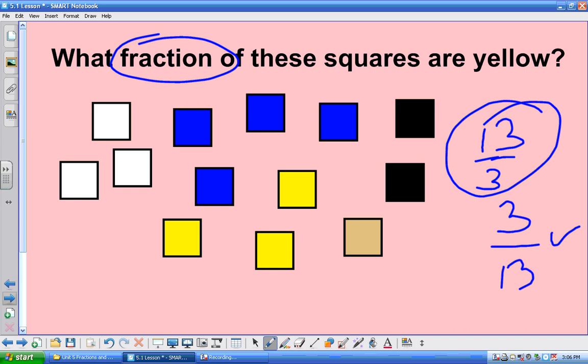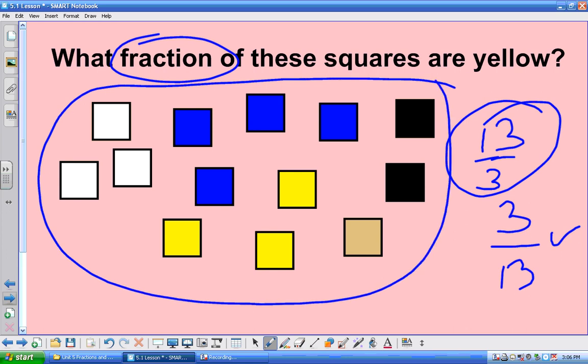Because the numerator has more than the denominator. Okay, in this case, the numerator has more than the denominator, but what is our total set? How much do we have in total? 13. So we cannot have a fraction of 13 out of 3, because if we had 13 out of 3, we'd be saying this would be in groups of 3, and it isn't. It's in a group of 13, isn't it?